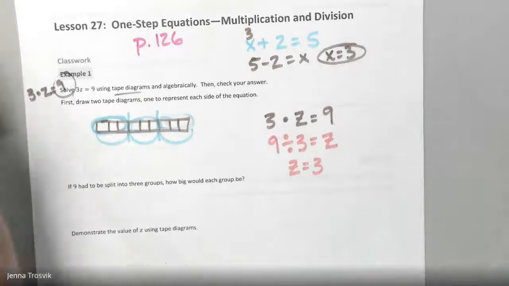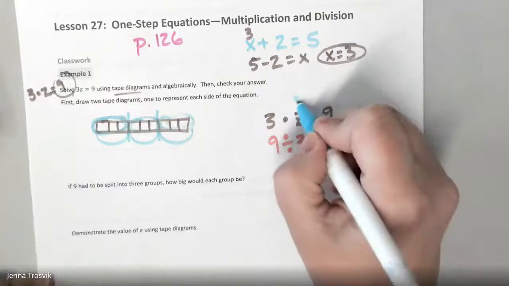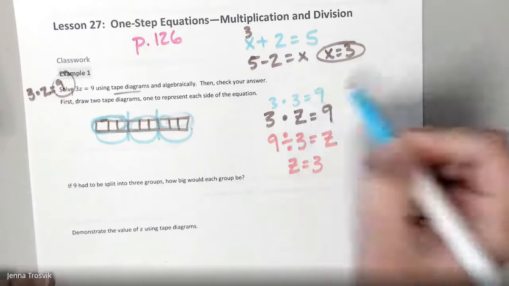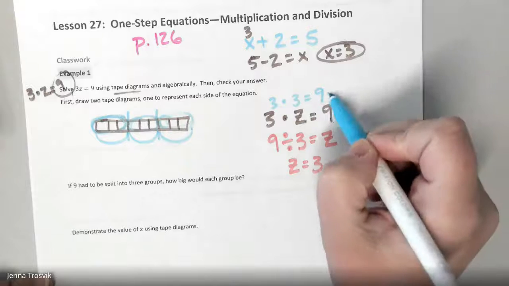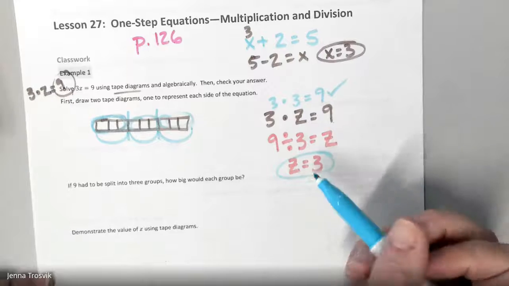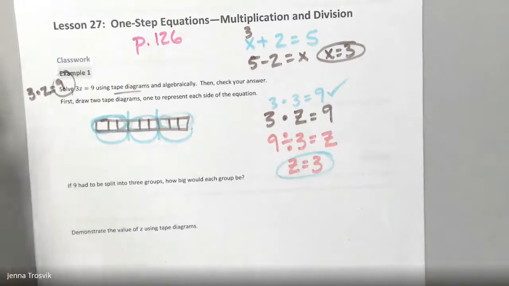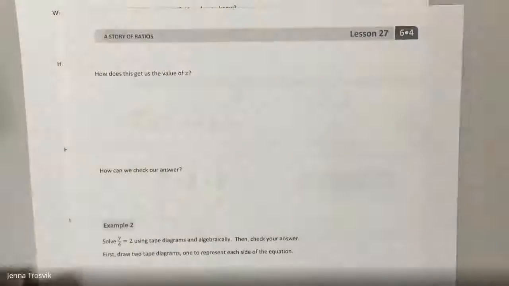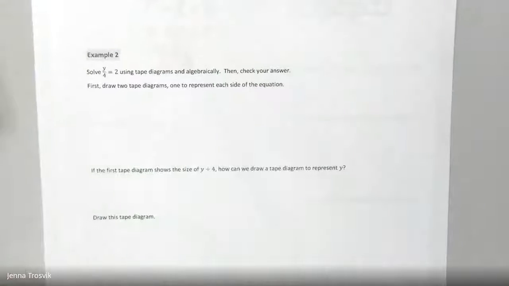Now, if you don't believe that that works, we just go back and we put 3 into our equation. Does 3 times 3 equal 9? Yes, it does. So we checked to make sure that z equals 3 works, and it does. All right, let's go to the next page. Turn to page 127. We're skipping all these pieces. We're going to jump to example number 2.